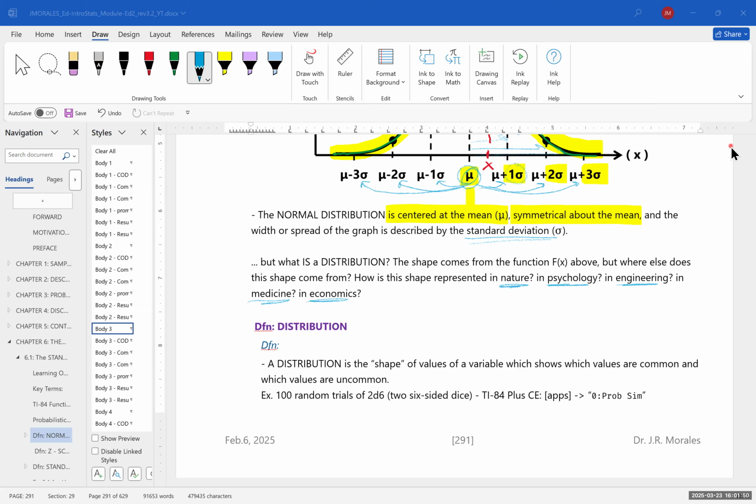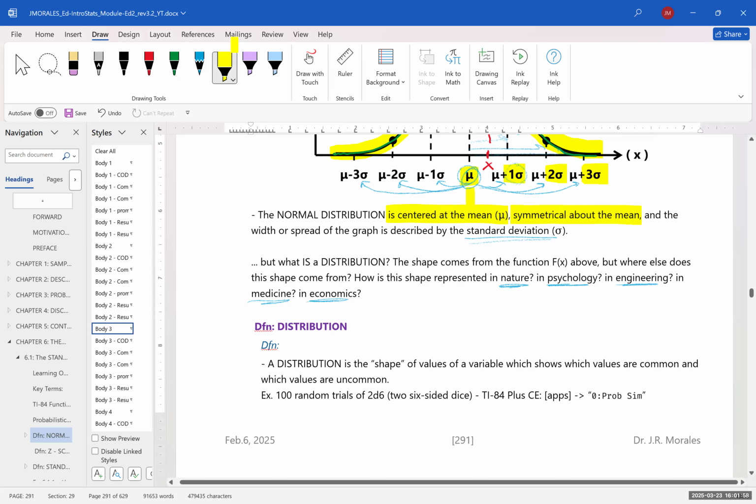Okay, I talked briefly about a distribution and that it's a shape. Let me talk just a little bit more about that quickly. So again, a distribution is the shape of the values of a variable, which shows which values are common and which values are uncommon. So for example, I used the Texas Instruments calculator app, which is like a probability simulator, to simulate rolling two six-sided dice 100 times.